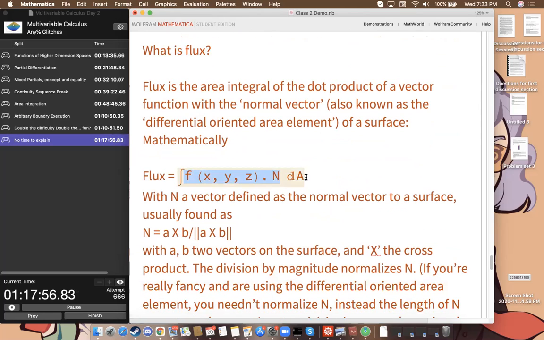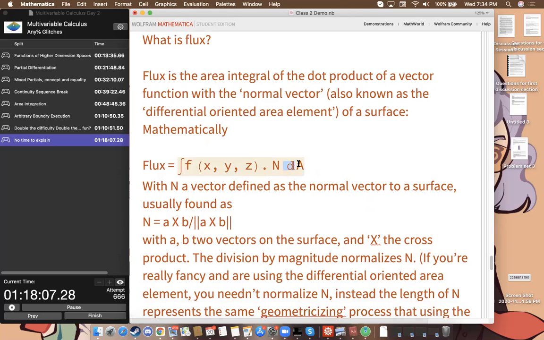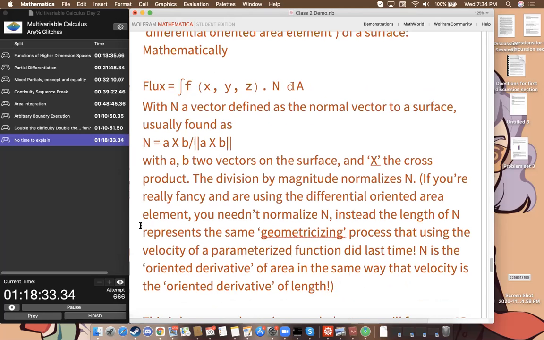The flux is the area integral of some function with the normal vector, where the normal vector is defined like that, of a surface, where A and B here are vectors along the surface. So if you think about a 2D plane, there are vectors in the plane. And there are two vectors in the plane because it's two-dimensional, right? It's spanned by two different vectors. And there's one vector out of the plane, perpendicular, that you can construct at any given point. And that perpendicular vector is the normal vector.